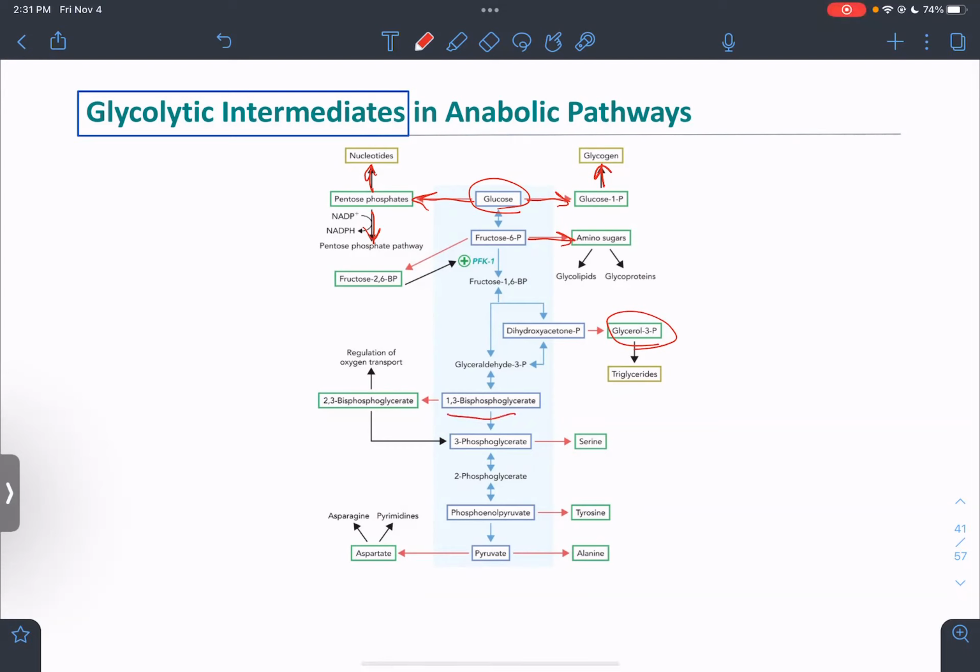And remember, we talked about this, our 1,3-bisphosphoglycerate being able to turn into 2,3-bisphosphoglycerate to regulate oxygen transport. We talked about that. And then a lot of these different glycolytic intermediates can turn into all of these different amino acids. So there are lots of different ways that glycolytic intermediates can provide the carbon skeletons for the biosynthesis of all kinds of things. So super, super important.